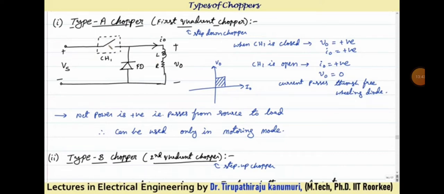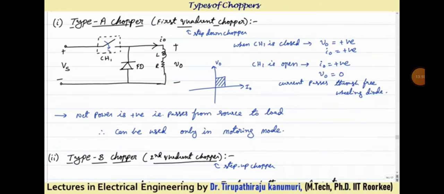Initially, when the switch is closed, the entire supply voltage is directly connected across your output. So your output voltage will be positive, equal to your supply voltage Vs, and the current will start passing through your load.